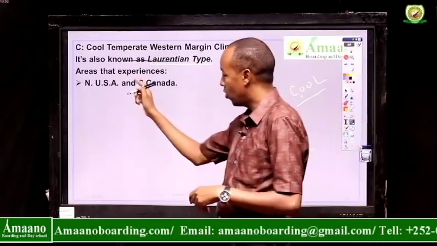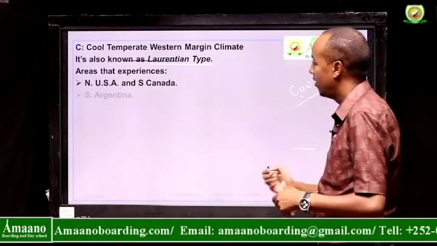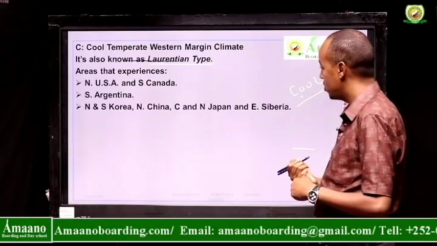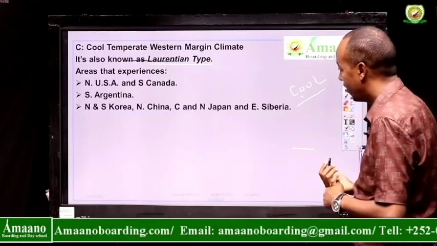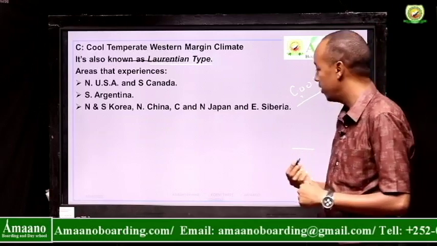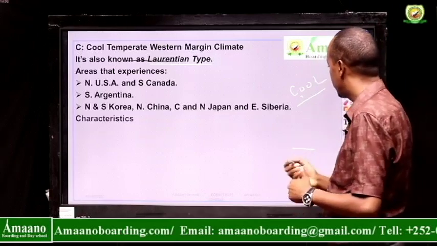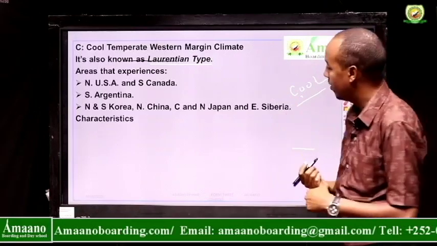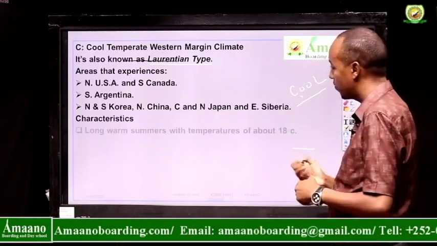So the Laurentian type, what are the areas that experience this kind of climate called cool temperate western marching? These are the regions: northern USA and southern Canada, southern Argentina, North and South Korea, northern China, central and northern Japan, and eastern Siberia. These are the different regions.